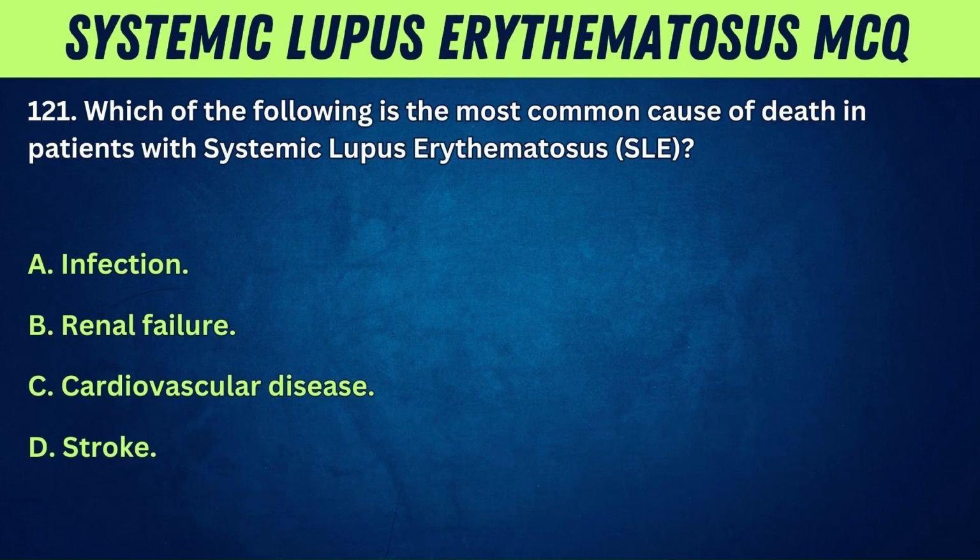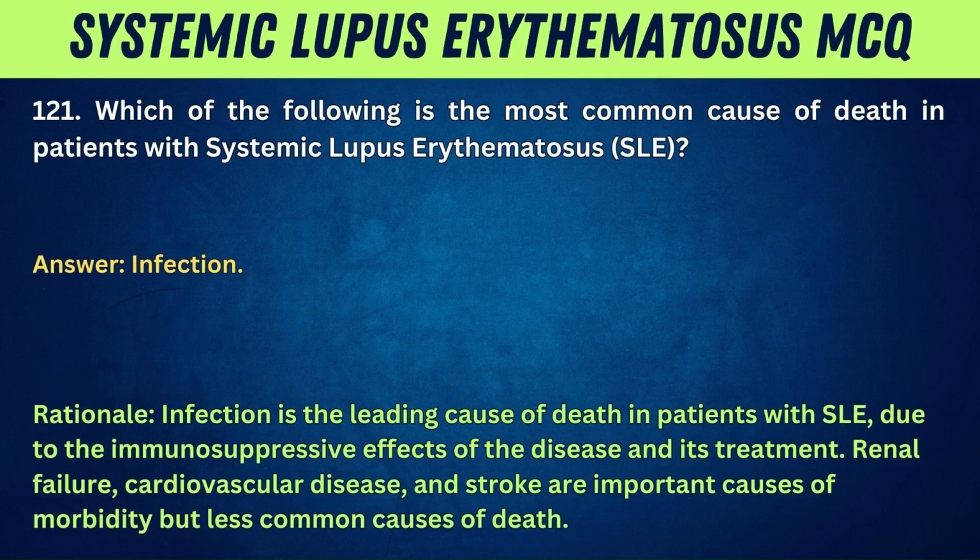121. Which of the following is the most common cause of death in patients with systemic lupus erythematosus, SLE? A. Infection. B. Renal failure. C. Cardiovascular disease. D. Stroke. Answer: infection. Rationale: infection is the leading cause of death in patients with SLE due to the immunosuppressive effects of the disease and its treatment. Renal failure, cardiovascular disease, and stroke are important causes of morbidity, but less common causes of death.